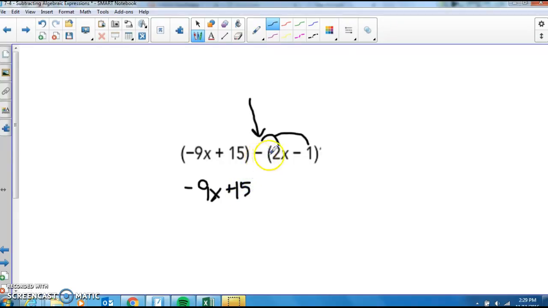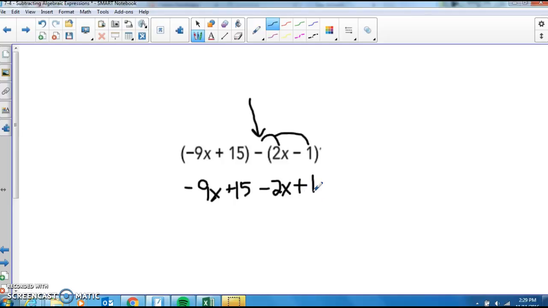I'm going to distribute that negative sign. Remember, everything on the inside becomes the opposite of what it is. So that positive 2x now becomes a negative 2x. That minus 1 now becomes a plus 1 or a positive 1.